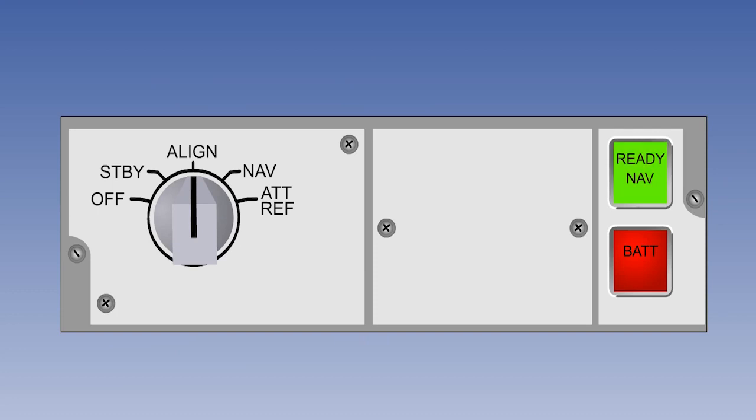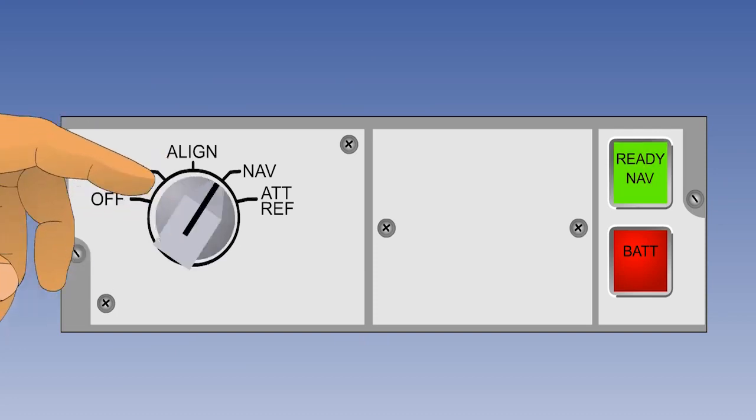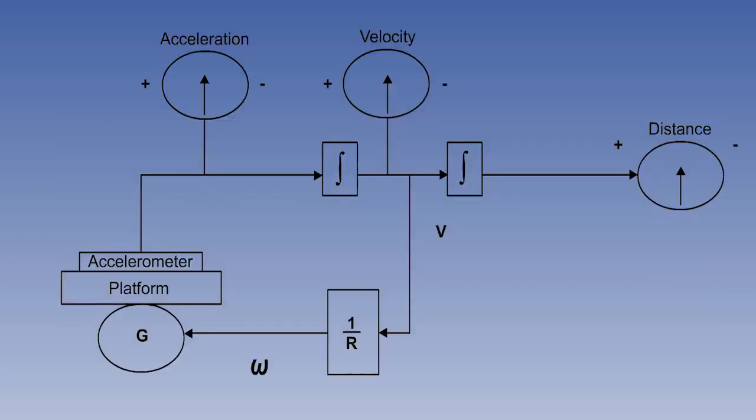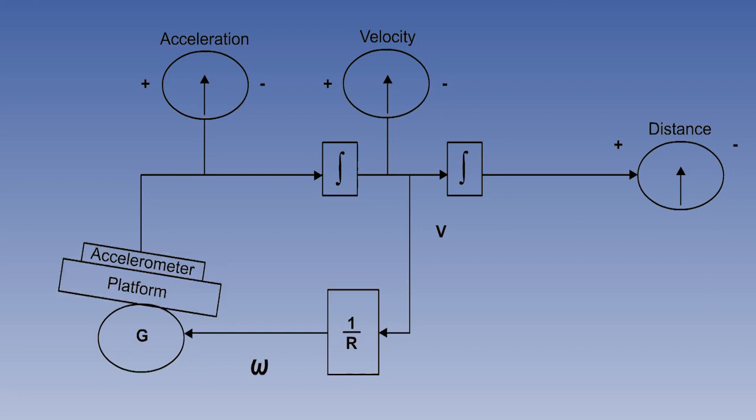So now let's see what effect is caused by an initial levelling misalignment or platform tilt. Imagine that we are on the ground, alignment has just completed, and we switch the MSU to navigate mode. Here's the basic diagram. But unfortunately, on completion of the alignment, there is some levelling error. The component of gravity will be misinterpreted as a false acceleration.